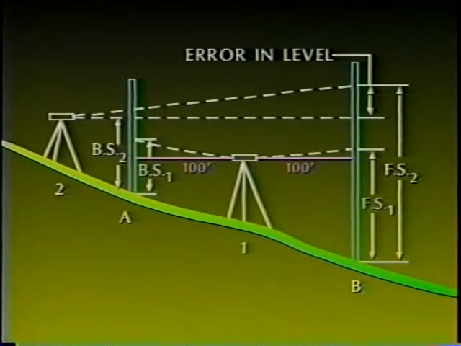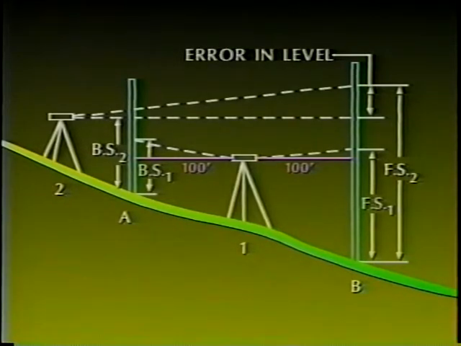For the back sight reading, the rod can be set on a point of known or assumed elevation. In our example, the back sight point is A. With the level at point 1, the back sight reading, BS1, is taken on the rod at point A. This back sight is added to the elevation of point A to give the height of the instrument at point 1.